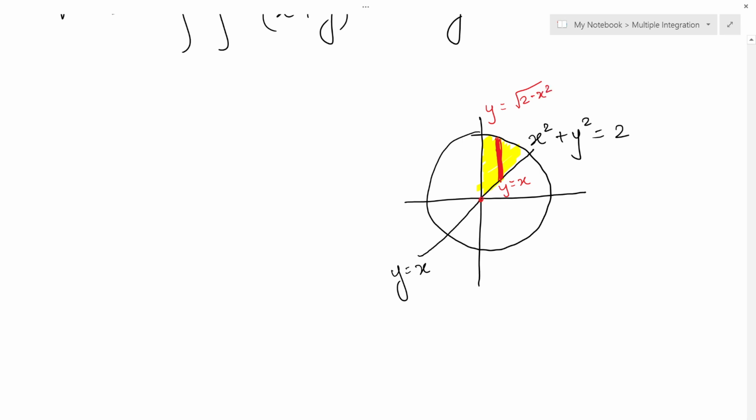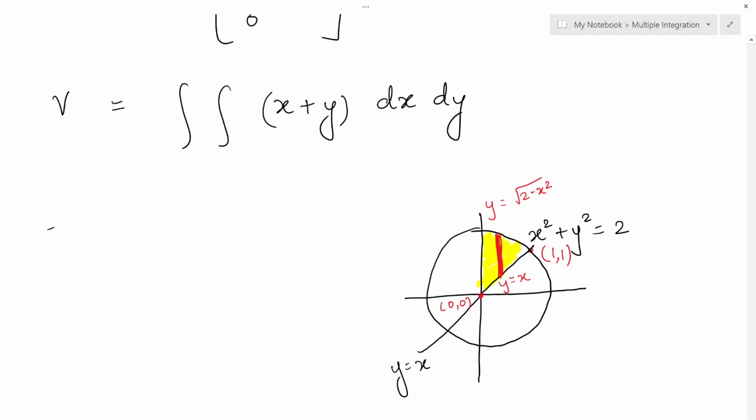Now this is nothing but 0, 0, you know. And for my limits, that is my point of intersection, if you substitute one curve into another, that is if you substitute y is equal to x here, you will get 2x square is equal to 2. So x is equal to 1. So the point will be 1, 1. Right? So my triple integration is converted into double integration. So my limits are 0 to 1, and here it is 0 to under root of 2 minus x square, and x plus y dy dx.